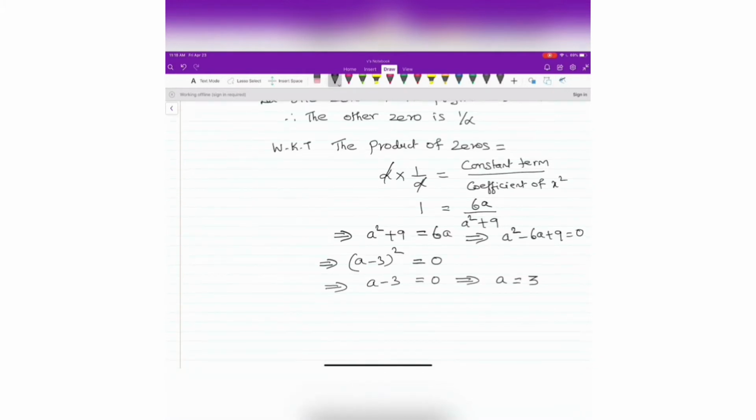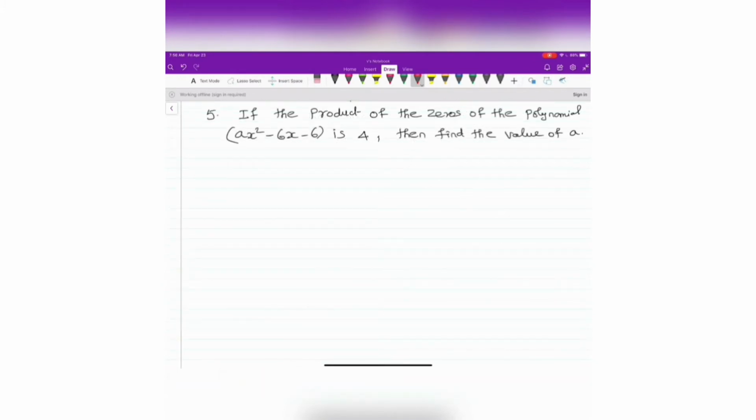Therefore, the value of a is equal to 3. Of course, you have to write your answer. Rewrite the same statement. Question number 5. If the product of the zeros of the polynomial ax square minus 6x minus 6 is 4, then find the value of a. Such questions will be asked for 1 mark. So let's do it now. Solution.